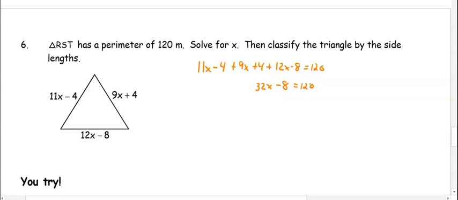We can add 8 to both sides. So we get 32x equals 128. When we divide, x is 4. So if we substitute 4 in, 11 times 4 minus 4 is 40. 9 times 4 plus 4 is 40. And 12 times 4 minus 8 is 40. So now that we have all of our sides, they're all 40 in this case. So a triangle with 3 equal sides is equilateral.